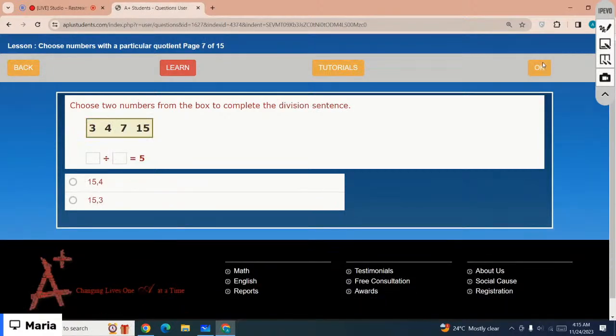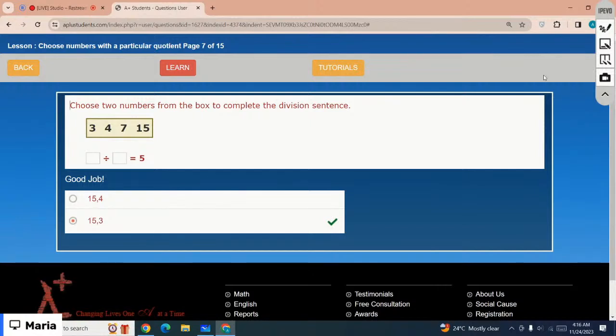Okay, choose two numbers from the box to complete the division sentence. Which two numbers, when divided, make the quotient 5? Yes, the correct option is 15 and 3, because 3 times 5 makes 15. Very good.